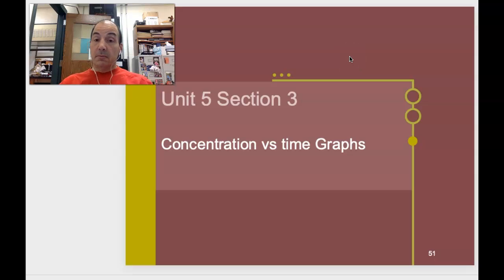Section 3, right after Section 2, is a follow-up on the idea of rate laws. Even though we're talking about it from a graphical point of view, obviously you need experimental data in order to form a graph. So this is just another way of determining the order of a reactant.